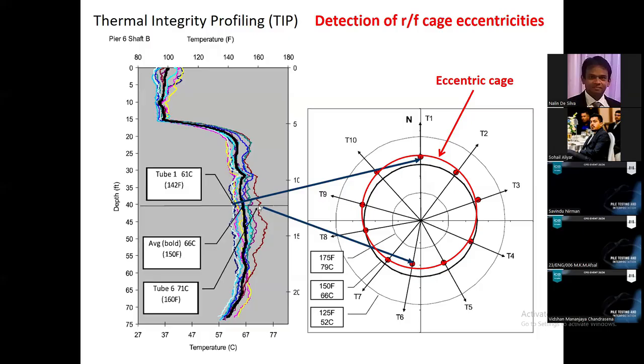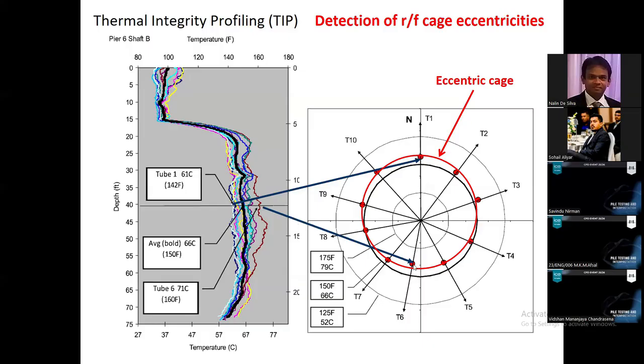This sensor is measuring the highest temperature, close to 160 degrees. And at the same depth, this sensor is detecting the smallest temperature. The smallest temperature means this sensor is away from the center. It is close to the surrounding soil. That is why the temperature is less. Heat energy has already dissipated fast. Right? This particular sensor is close to the center. That is why you detect a higher temperature.